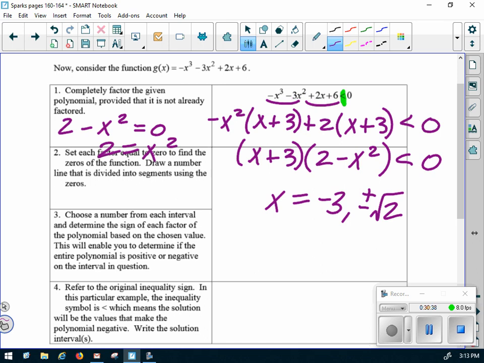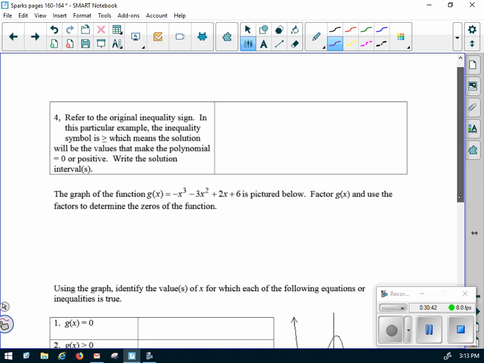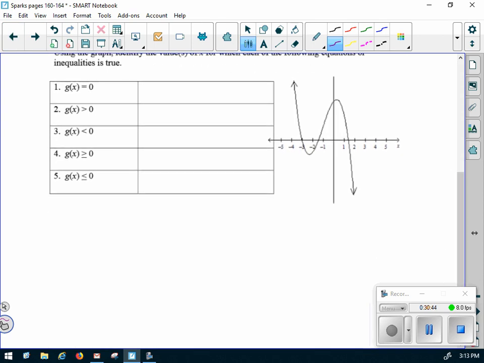Now wait a minute. If we look back here on the graph, here's that -3. Could you have figured out that those two were plus and minus the square root of 2? There's no way. I couldn't have done it. You couldn't have done it. Nobody could have done it. This one has to be done analytically. It has to be done with algebra.